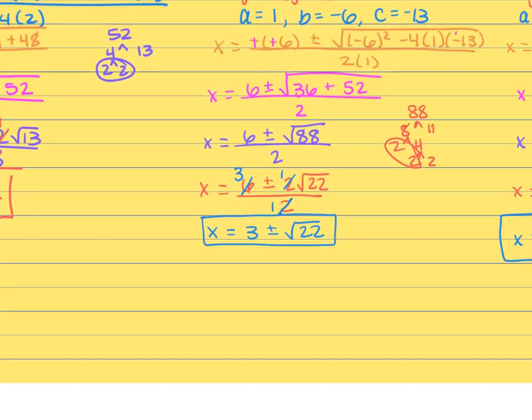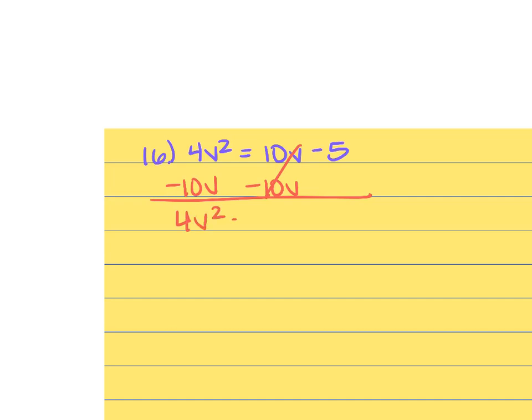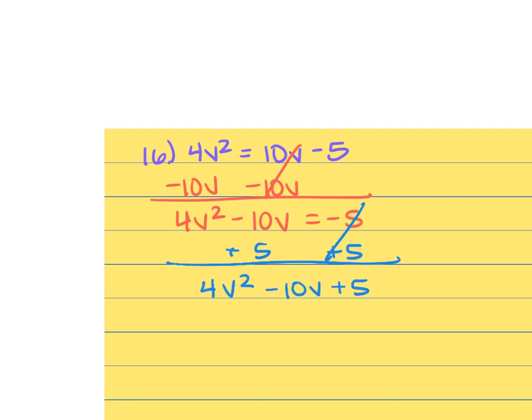For 16, we're given 4v squared is equal to 10v minus 5. We're going to move that 10v over by subtracting it from both sides. We get 4v squared minus 10v is equal to negative 5. We're then going to add that 5 to each side. And we get 4v squared minus 10v plus 5 is equal to 0.